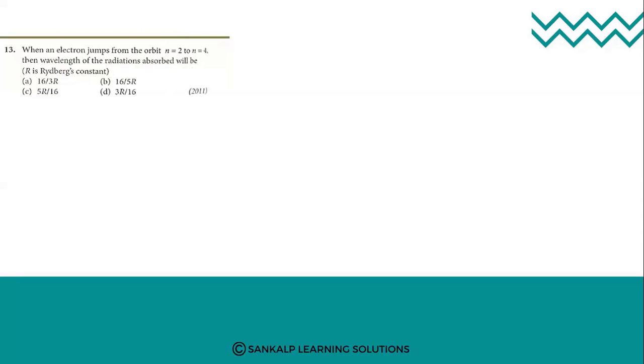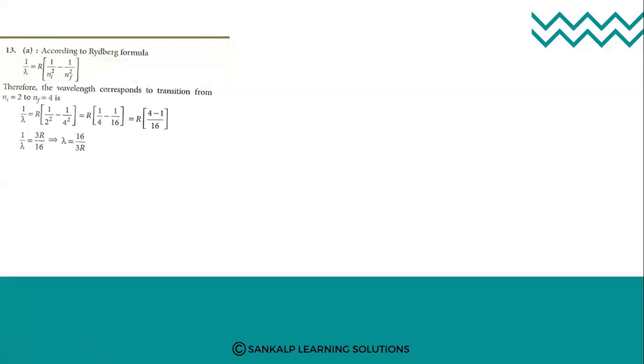Next question. When an electron jumps from the orbit n equal to 2 to n equal to 4, then the wavelength of the radiation absorbed will be, R is the Rydberg constant. So let us see how to calculate this one. Here the values n equal to 2 and n equal to 4 are given. For the transition n equal to 2 to 4, it is very simple, you can just substitute in the Rydberg formula. You can check this simple simplification.